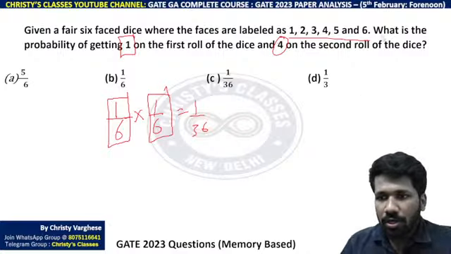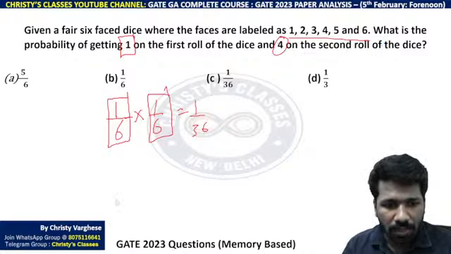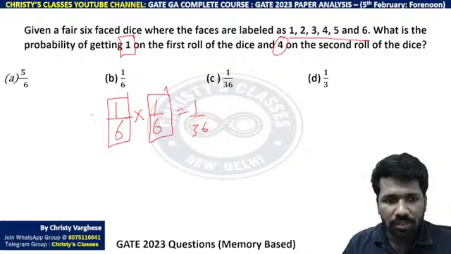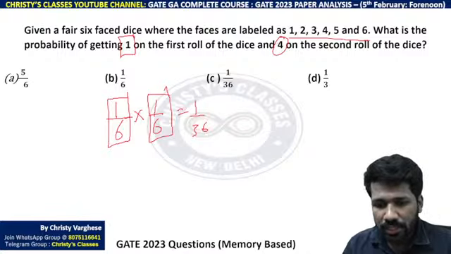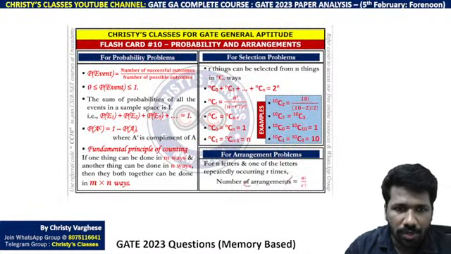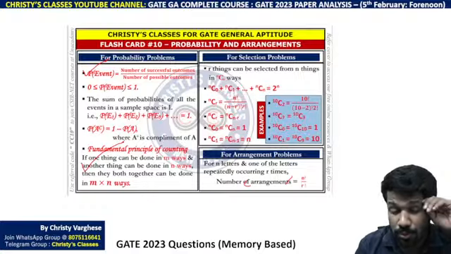Again, as I told, if you want to learn probability in detail, check out the lecture on probability. You can learn more, or the basic ideas of probability are summarized in this flashcard also. You can check this flashcard later. This flashcard summarizes basic things that you need to know about probability, required number by total number, and the fundamental principle of counting, which we used in this question also.